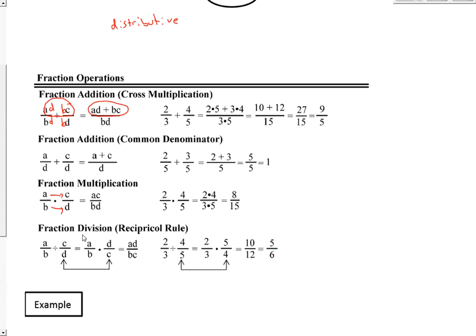And then fractions with division. We use the reciprocal rule, where you take the divisor, the second fraction. So A over B divided by C over D, and you're going to take the reciprocal of it. The reciprocal means you take the bottom and move it to the top, and the top moves to the bottom. So you have D over C. Now we can multiply. Since we're using the reciprocal, we can change this to multiplication and go straight across with those values. We get A times D over B times C.